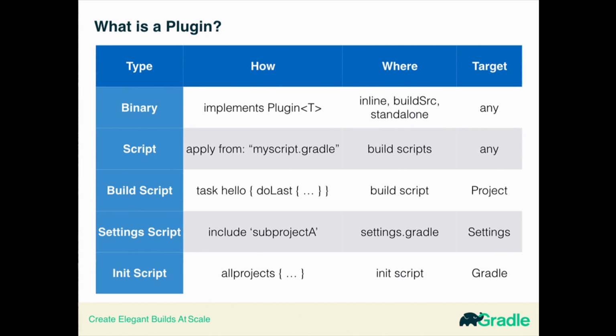So your project's build script really is just another plugin. And the same goes for the settings script. It's a plugin that applies to the settings instance. Or init scripts. Those are plugins that apply to the Gradle instance. And if you really internalize that, it's a very powerful fact, because it means that you can take anything that you did in a build script and move it to a script plugin, and it'll work. And you can take a script plugin and write a class declaration and a method declaration around it, and you have a binary plugin.